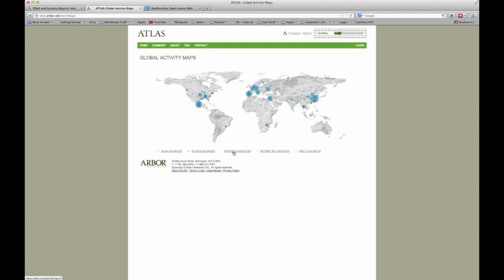Attack sources, phishing websites that they're aware of, botnet IRC servers. Now these are the command and control servers that are connecting to their bots. And then if we click here, here's where all the bots are located. Now one dot may just show one, but there could be 10,000 located in that area. So anyways, that covers scenario 4.